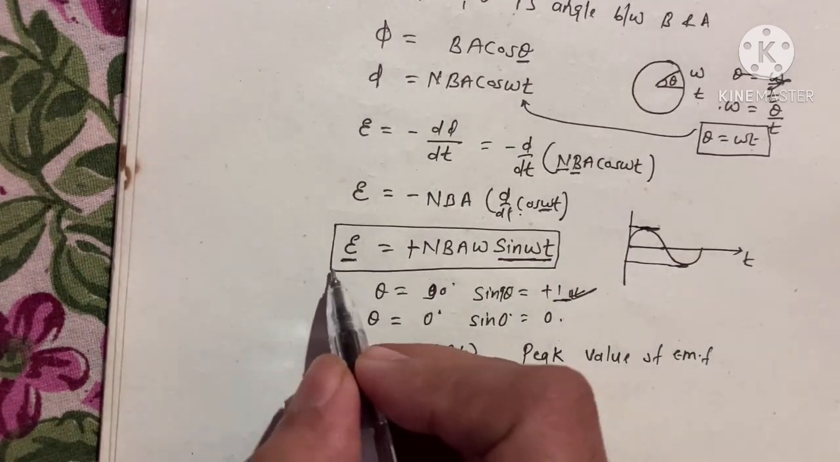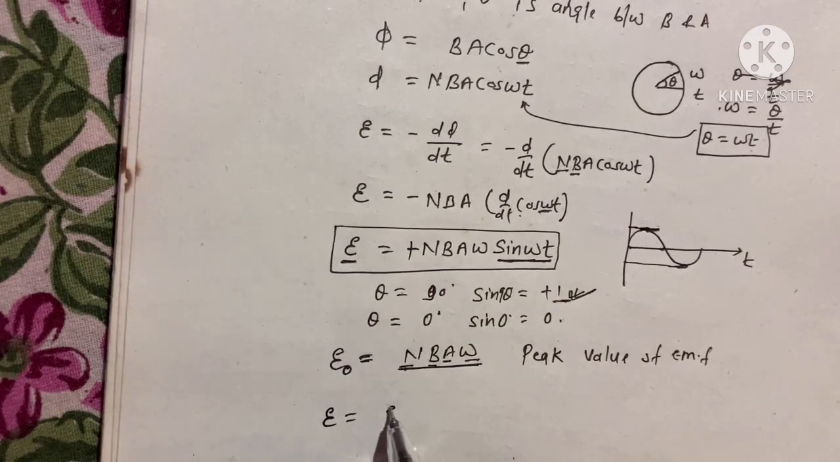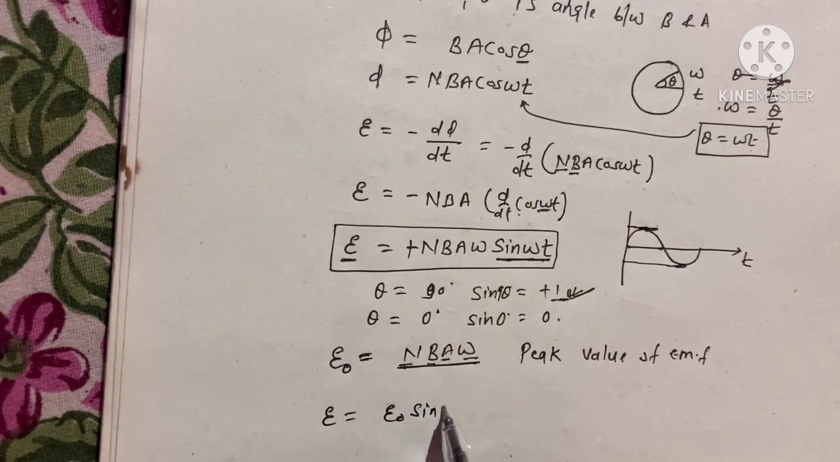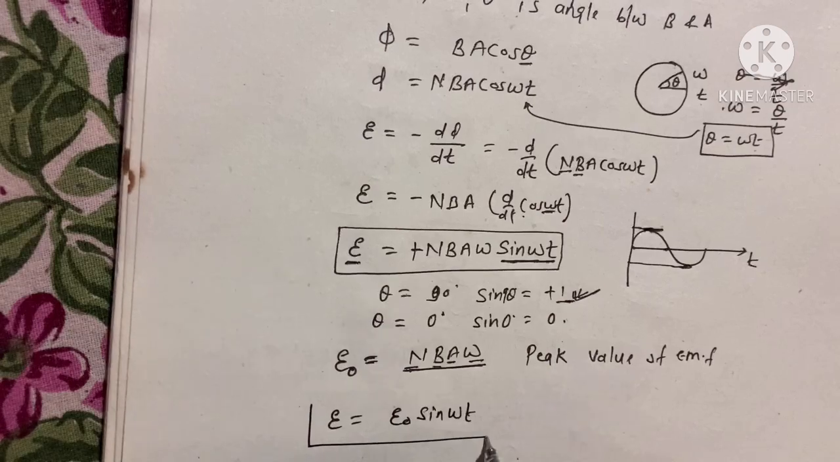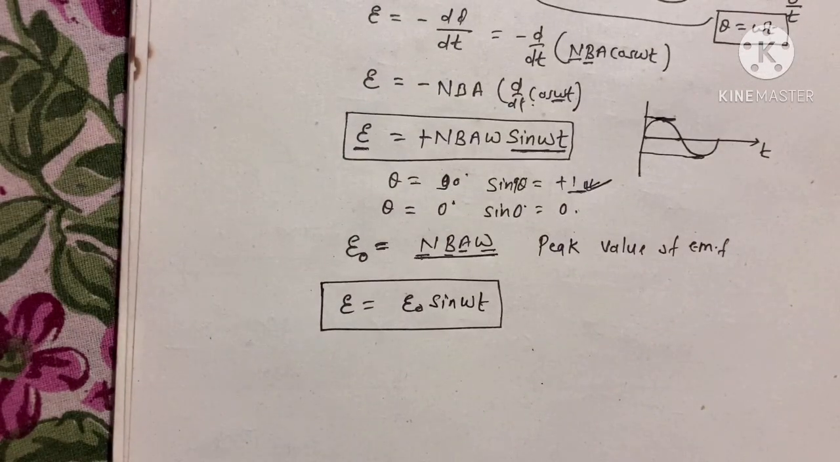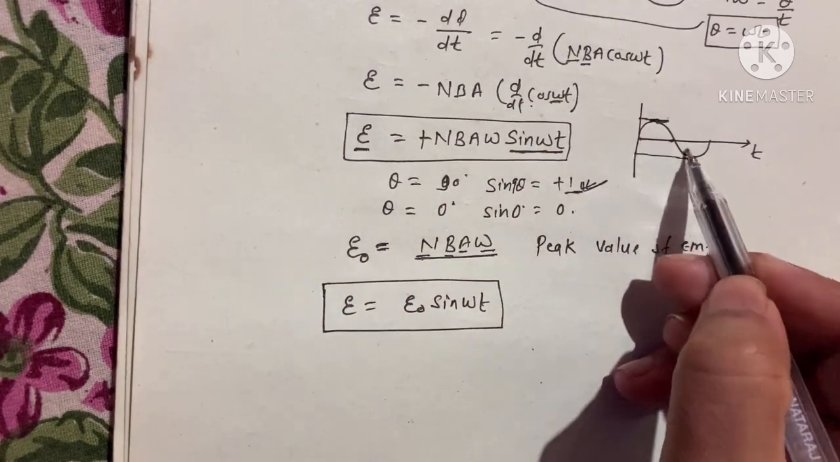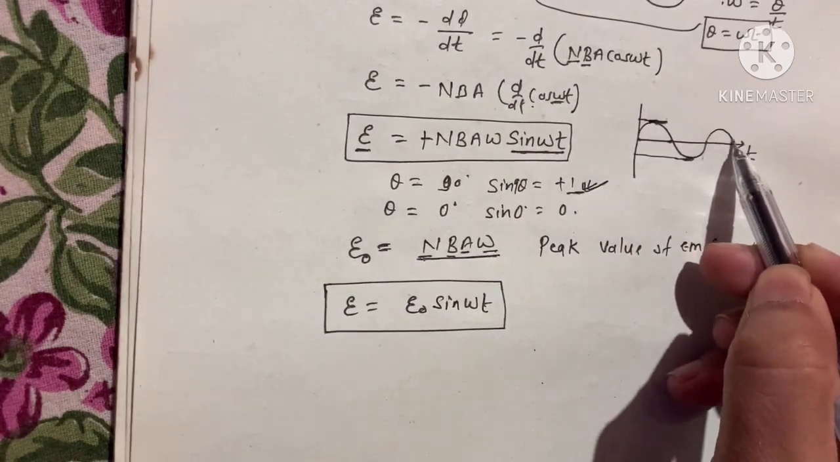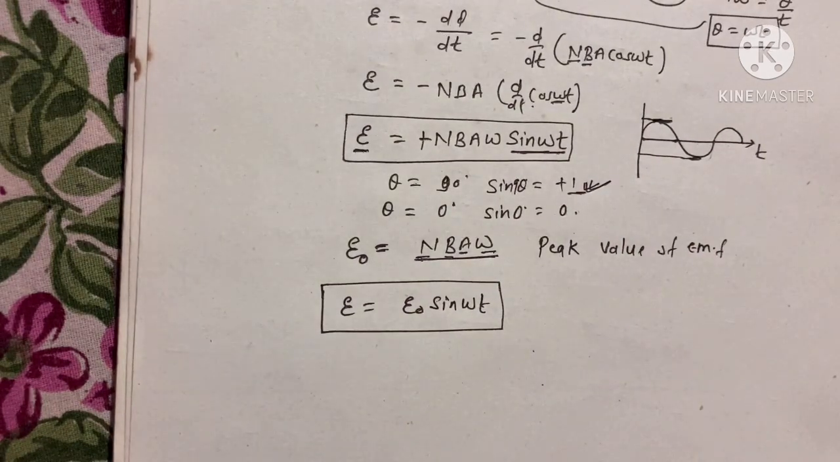So now our EMF becomes E is equal to E0 sine omega t. This is the EMF induced. It is continuously changing its direction, as you can see in the graph. Because of this continuous change in direction, we call it alternating EMF. Now what is the current? How much current is produced?